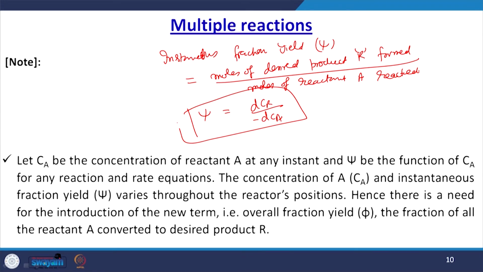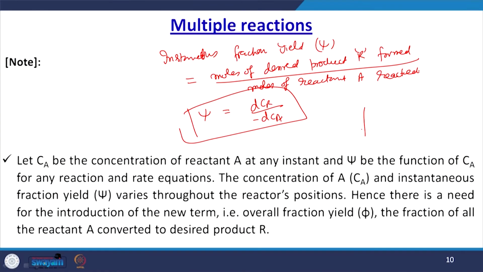Now, Ca is the concentration of reactant A at any instant, and psi is a function of Ca, as we have already shown in this equation. The instantaneous fraction yield varies throughout the reactor's position. Therefore, there is a need for the introduction of a new term, the overall fraction yield, and this is represented by phi. This is the fraction of all the reactant A converted to the desired product.